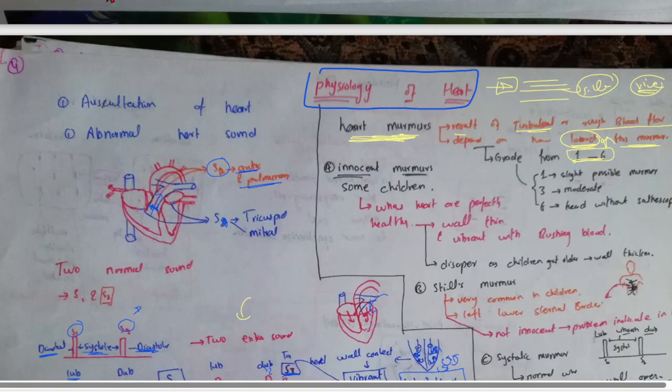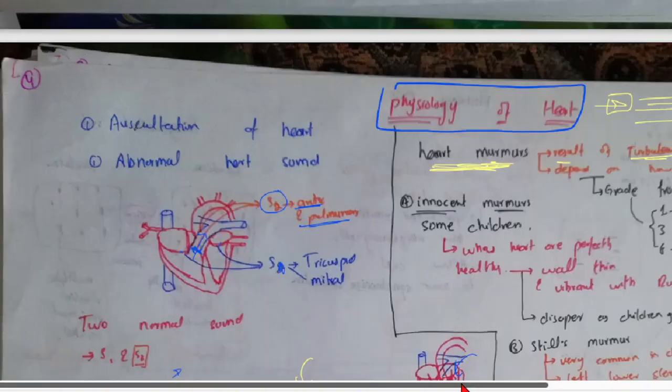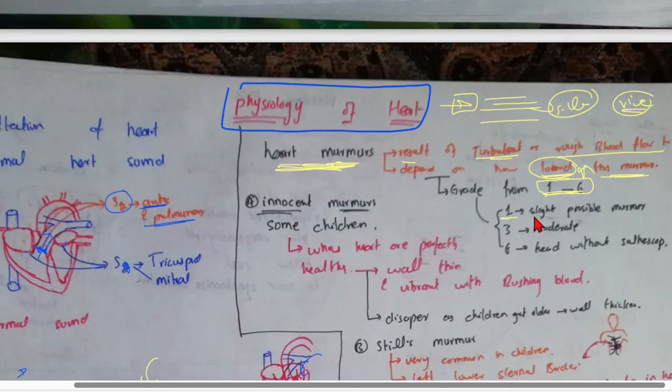If it is grade 1, it is a slightly possible murmur. If it is 2, it is moderate. If it is 6, it can be heard without a stethoscope. You don't need any stethoscope to hear a grade 6 heart murmur. So the stages are graded from 1 to 6. If it is 1, it is slightly possible; if it is 3, it is moderate; if it is 6, it can be heard without a stethoscope.